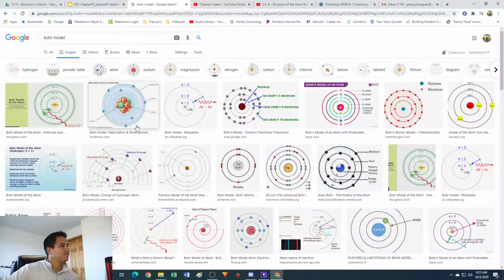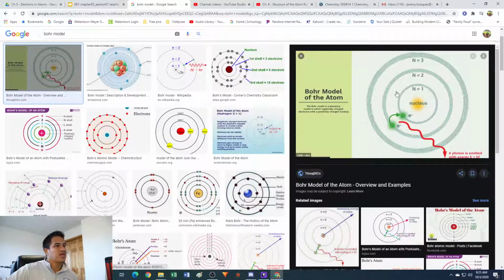Pull up the Bohr model of the atom. So we have, again, these orbits where the electrons can go, and they absorb energy. So n equals 1. This is energy level number 1, okay? So maybe this electron is in the first energy level. It absorbs energy and jumps from energy level 1 to energy level 2. So basically it just jumps further out.